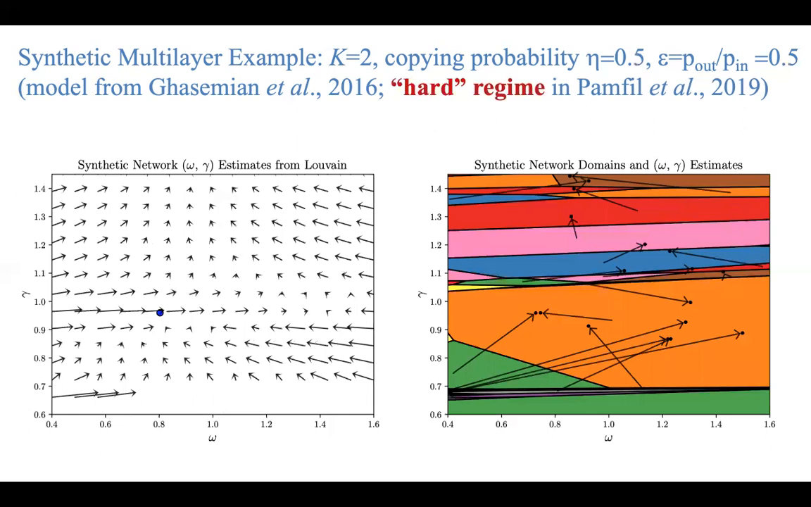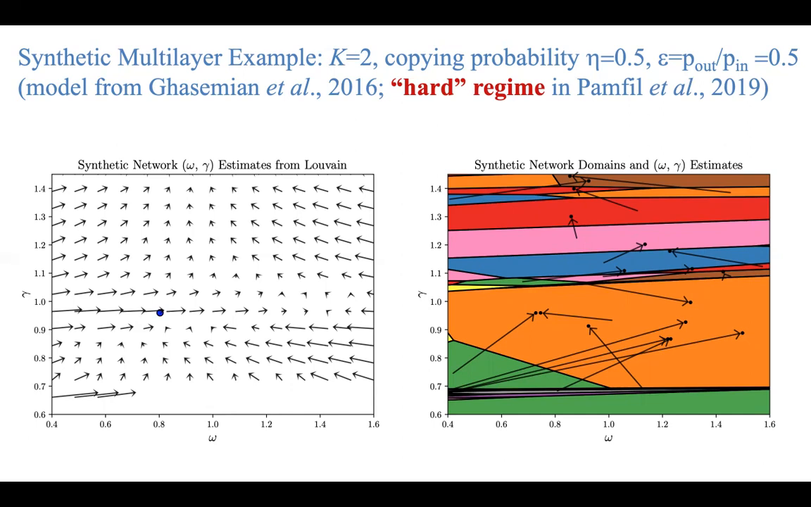The real value of pushing all of this to a map not in the continuous plane, but on this finite state of the admissible partitions map, is that if we move to the hard case, so again, we decrease the copying probability, and we decrease the strength of the planted partition in the sense that we increase the ratio of edges that cross communities. The benefit of using CHAMP to define this finite state map becomes even clearer.